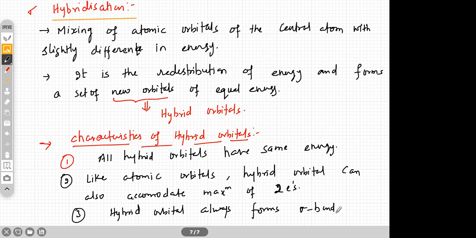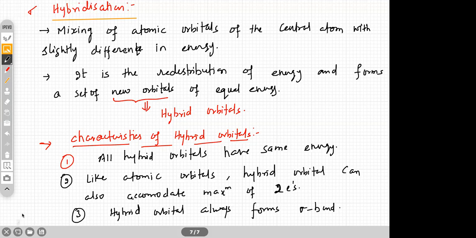Done. Again, I am repeating, if there are pi bonds to be formed, an equal number of atomic orbitals must be left unhybridized. Next point, the geometry of the molecule can be determined by knowing hybridization.